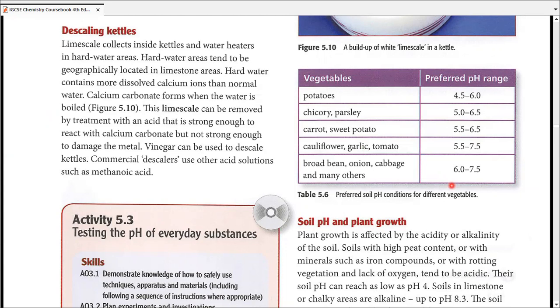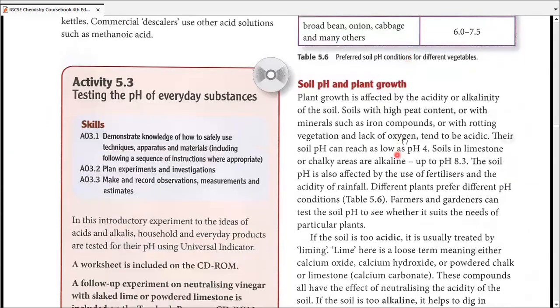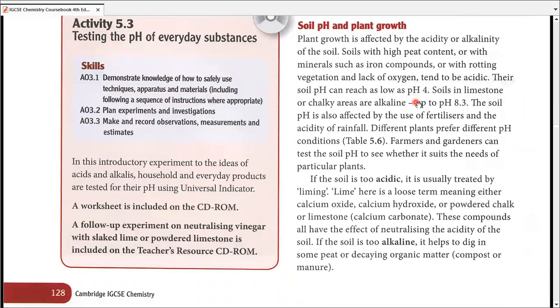Okay, moving on to soil pH and plant growth. Now, soil can have different pH. That's true. Due to rain, acid rain, or the use of fertilizers, the soil can be acidic or alkaline. In this entire heading, I suggest my students cover the last paragraph, page number 128. This paragraph is really simple and straightforward.